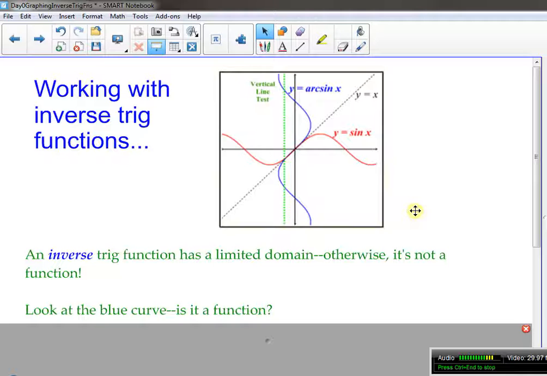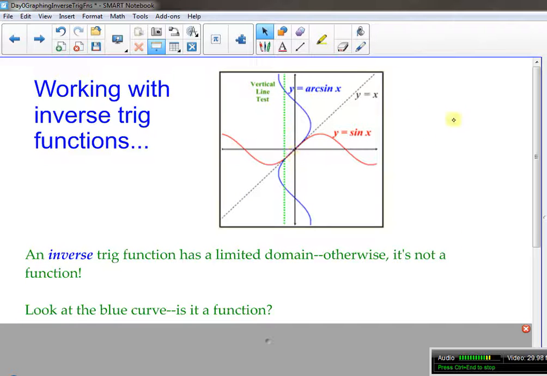Okay, let's look at that red curve. Focus your eyes on the red curve. The red curve is just a regular sine of x, like we learned how to graph and work with. And then to find its inverse, we reflect it over that diagonal y equals x line. And so you can see visually that the reflection of everything in red is the curve in blue. The problem with the curve in blue is it's failing that vertical line test in a big way.